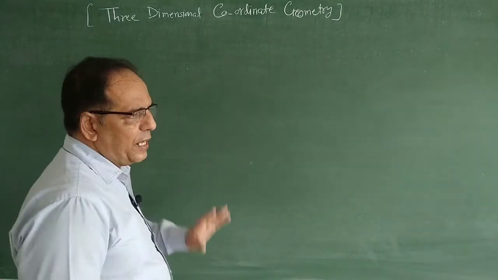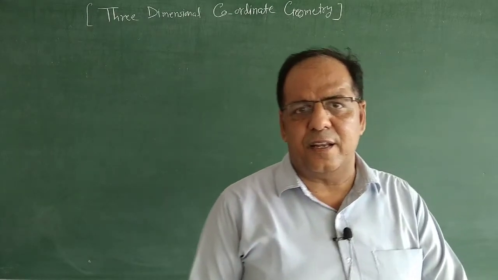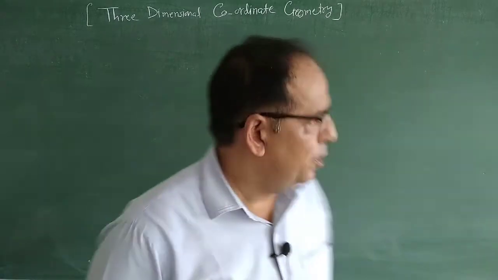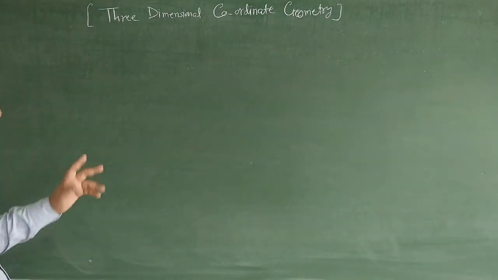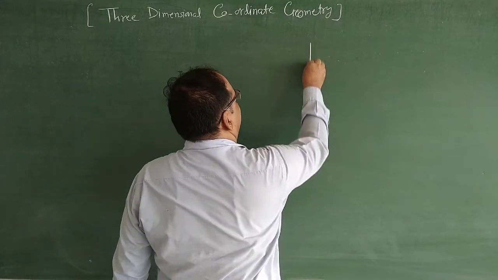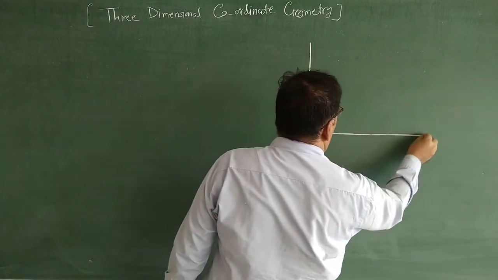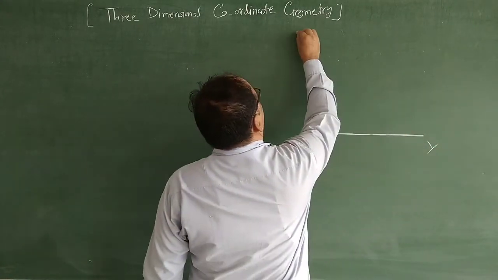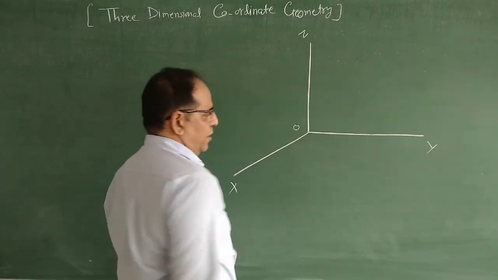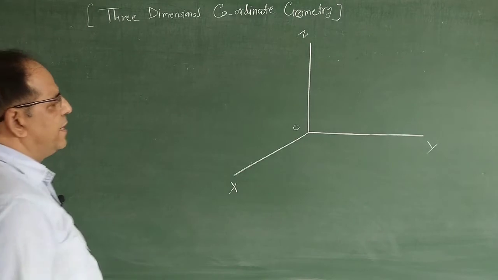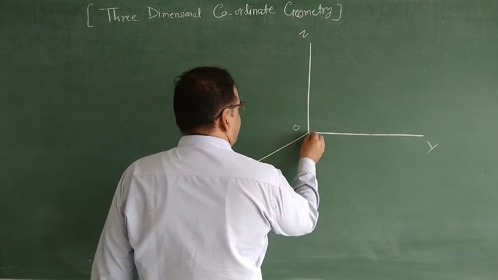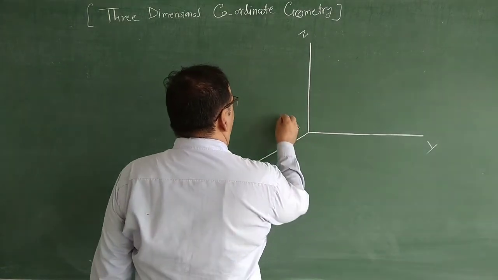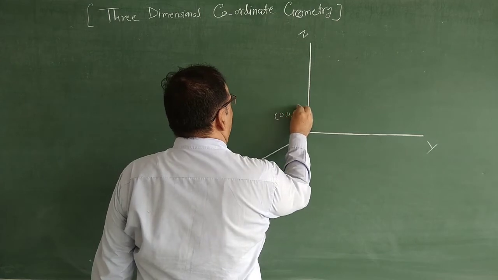So if we want to plot any point in space, what are the necessary things with which we can plot the point? We need three mutually perpendicular axes known as x-axis, y-axis and z-axis. All the three axes meet at a point O whose coordinates are always 0, 0, 0.